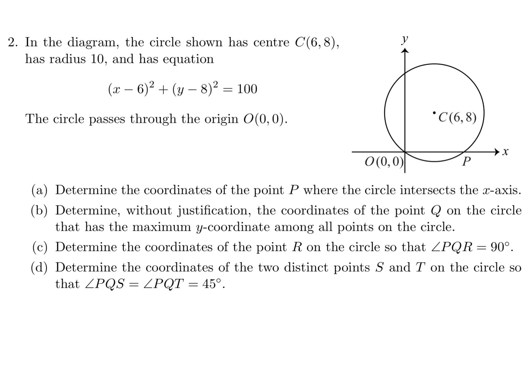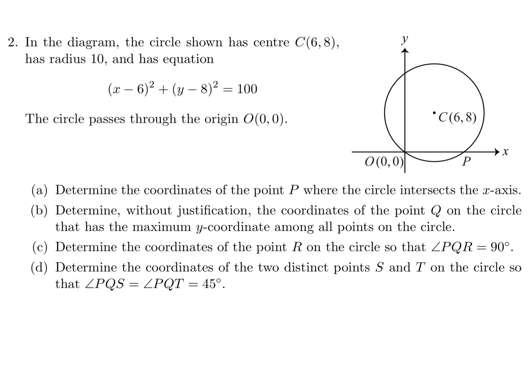In the diagram, the circle shown has center 6, 8, has radius 10, and the equation (x minus 6) squared plus (y minus 8) squared is 100. And the circle passes through the origin. Determine the coordinates of P where the circle intersects the x-axis.